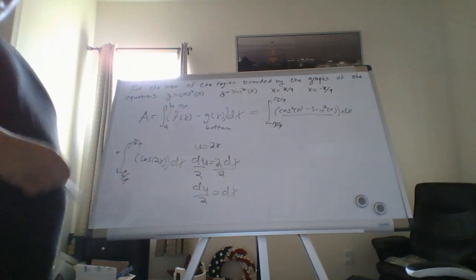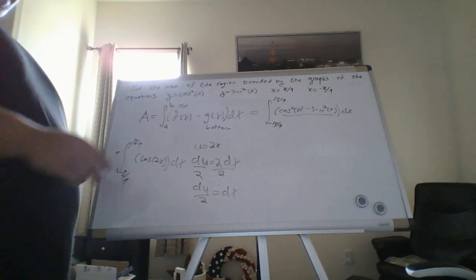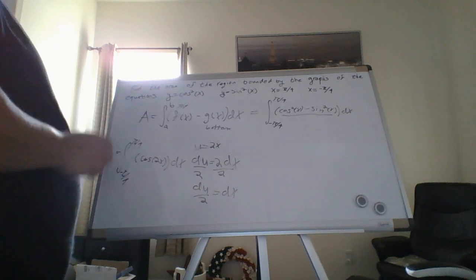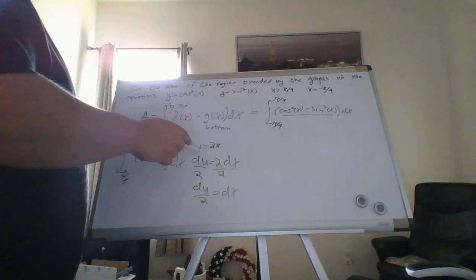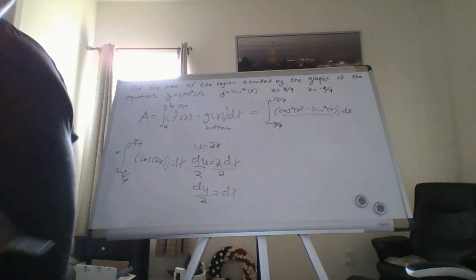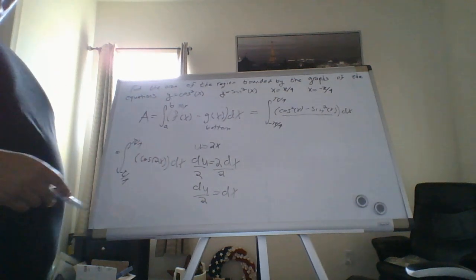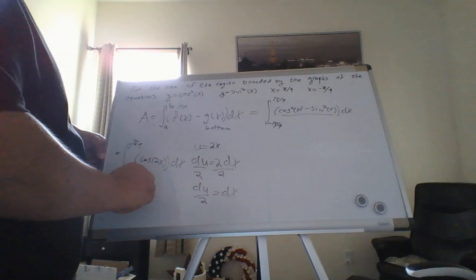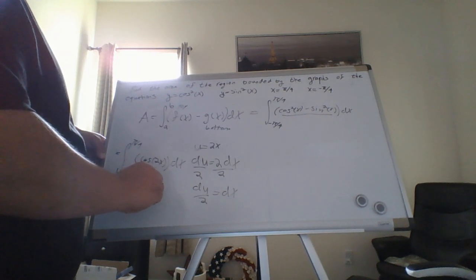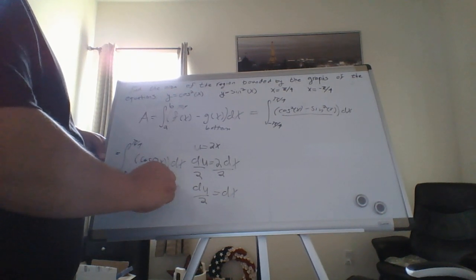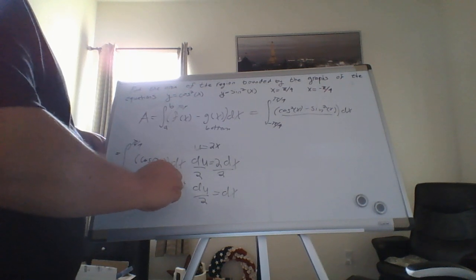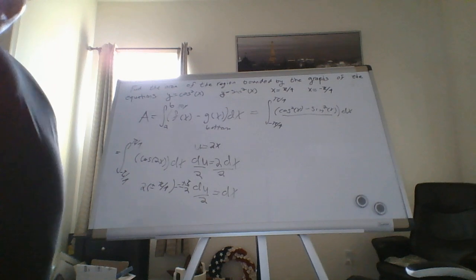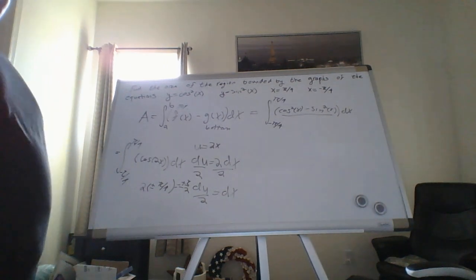Now, in order to do this, you have to change your boundaries. So you put these boundaries, each of them, into the u sub problem, and you multiply. So you get 2 times plus and minus pi over 4, and that equals plus or minus pi over 2. That's your new boundary.